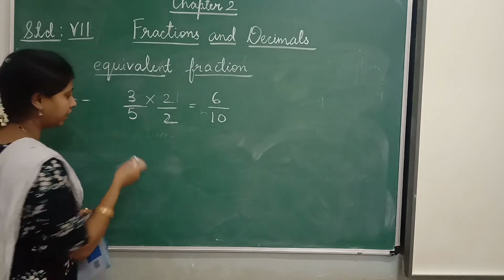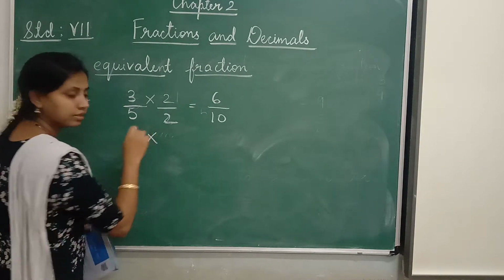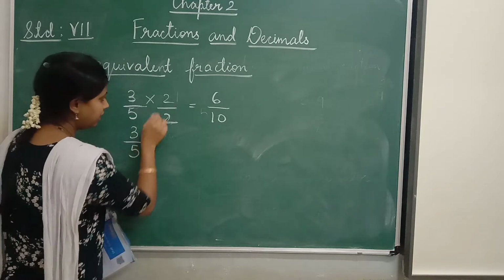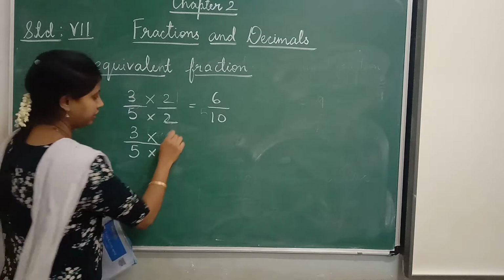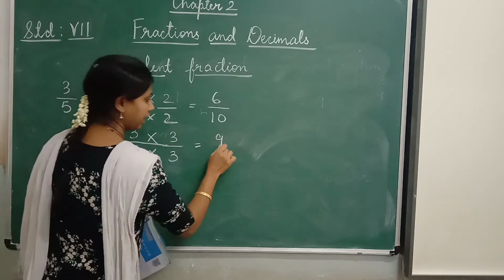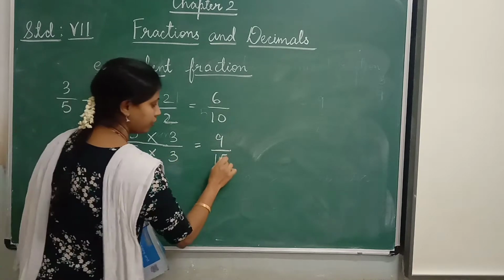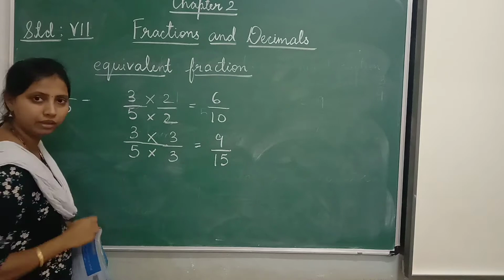If you want to write one more equivalent fraction, multiply 3 by 5 with some other number, both the numerator as well as the denominator. So I will multiply with 3 to get the next equivalent fraction. 3 3s are 9 and 5 3s are 15. So 9 by 15 is an equivalent fraction of 3 by 5.